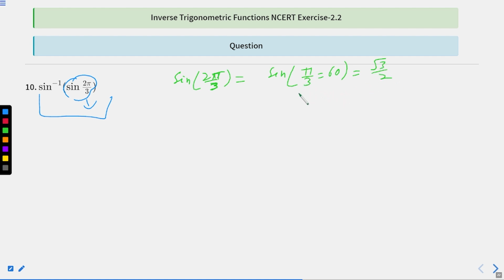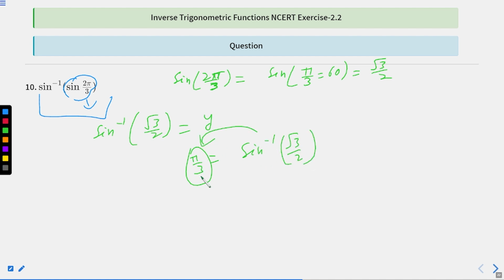So from this what you can say is that sine inverse of root 3 by 2 is what? Say it is some y, and sine of y is equal to root 3 by 2. From this, what will your y be? y will be pi by 3. This is the way that you can also come up with your answer. So sine inverse of root 3 by 2 is y, pi by 3.